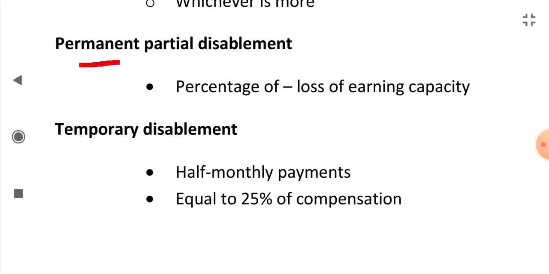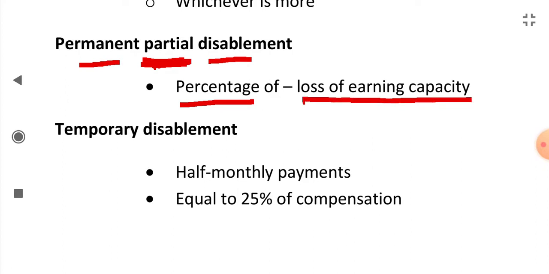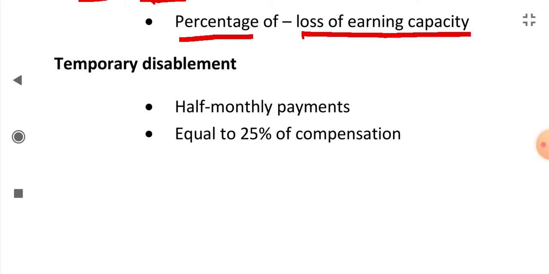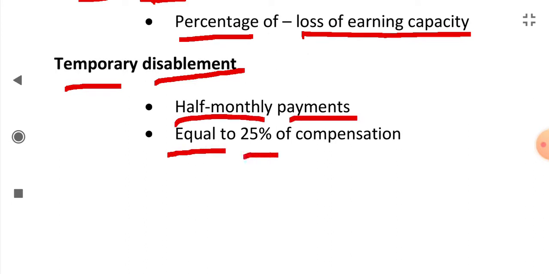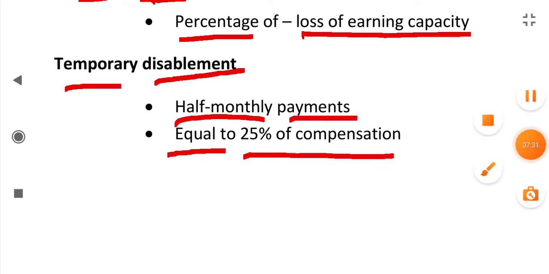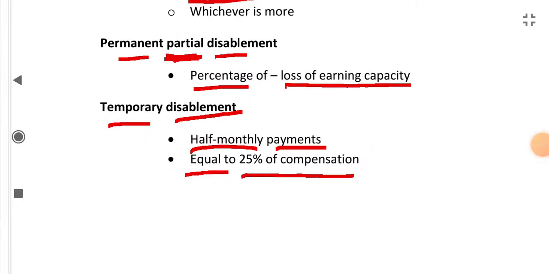If there is permanent partial disablement, previous one was total disablement, total body was disabled, and in this only partial disablement. In this case, the percentage of loss of earning capacity, the earning capacity which has been reduced or lost, that percentage will be compensated. If there is temporary disablement, okay, then the compensation will be half monthly payments which are equal to 25% of the compensation. So this is Workmen's Compensation Act.